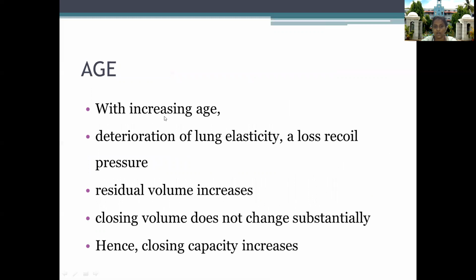Age. With increase in age, we find that there is a deterioration in the lung elasticity and loss of recoil pressure. Most of this happens as the lung ages and the quality of tissue decreases. The residual volume increases. However, closing volume does not change substantially, and hence closing capacity also increases.